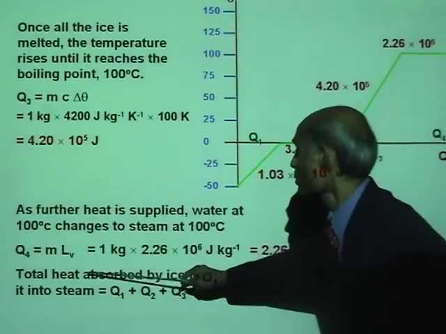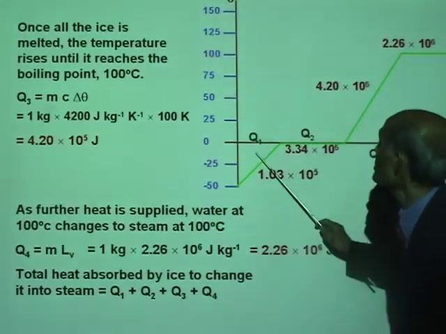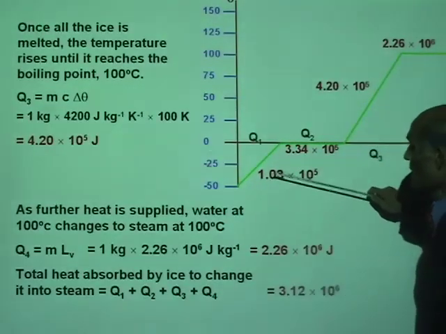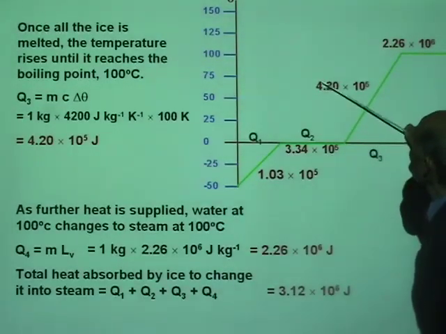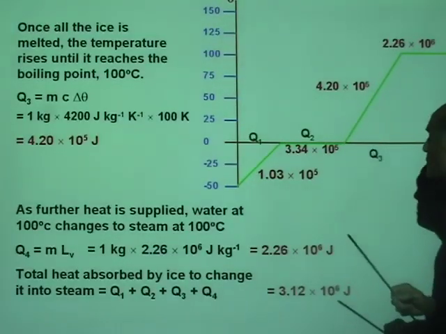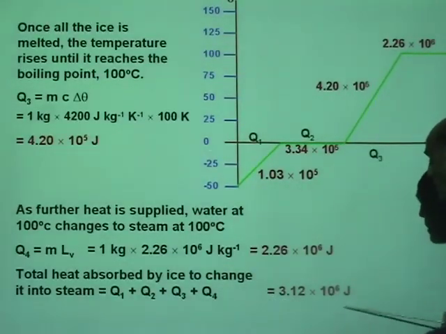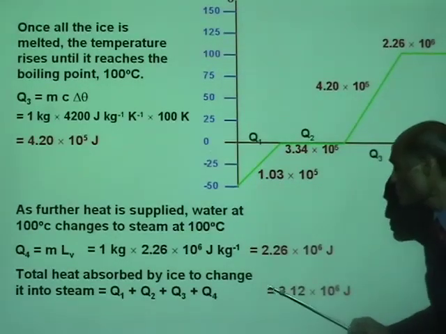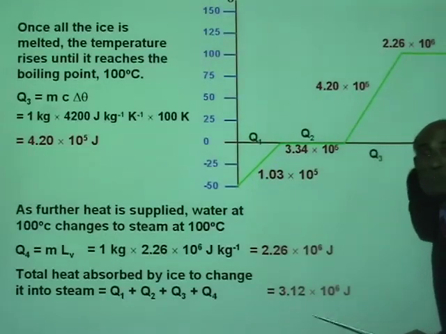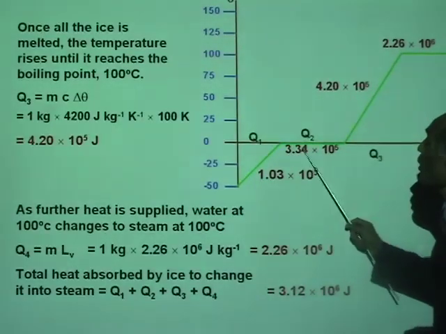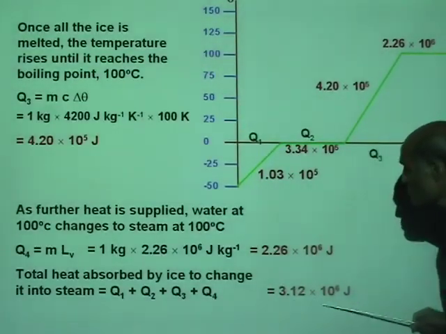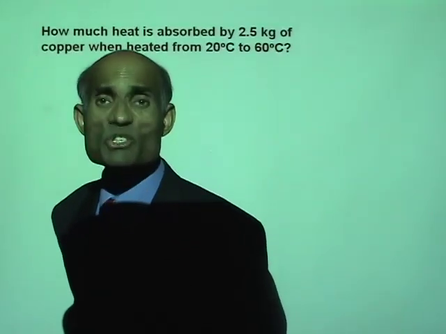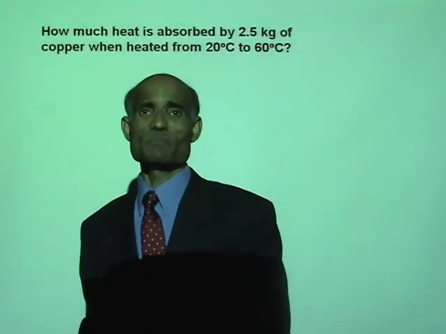Okay, so the total heat absorbed will be Q1 plus Q2 plus Q3 plus Q4. Add all these. If you've got a calculator, you can put it in and add. I got 3.12 times 10 to the 6th. I would like you to test if this number is correct. Try and add all these numbers and see whether you get this. Okay? Alright, let's do a very small problem.